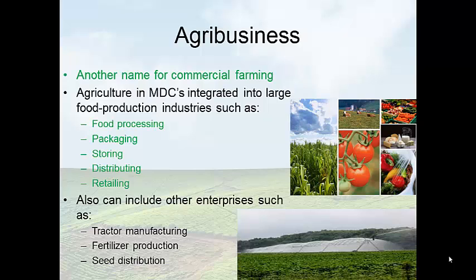Whereas in LDCs, you're either focusing on one main product or domestication of an animal, and you're not really selling it to anybody or mass producing it. In MDCs, this also can include other enterprises, such as tractor manufacturing, fertilizer production, seed distribution, even these watering machines in the picture to the right here. It's a business in MDCs, whereas in LDCs, it's used to survive.